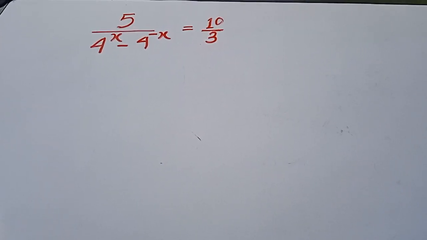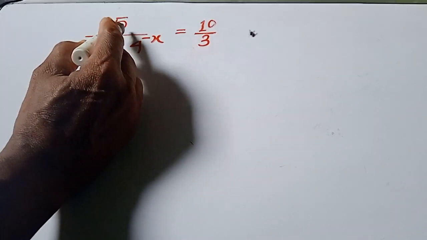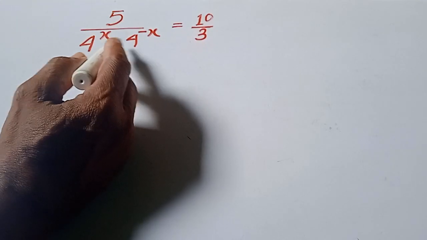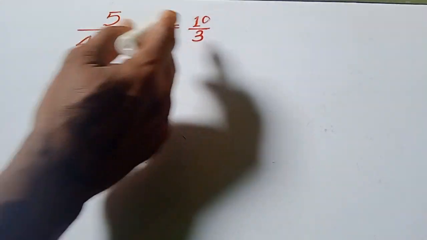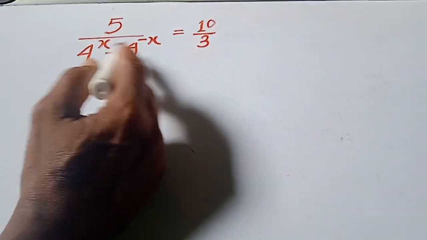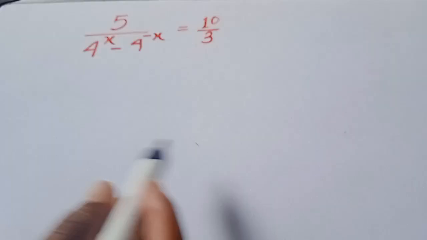A simple exponential math problem. Problem: (4^x - 4^(-x)) / 5 = 10/3. Now solve the value of x in this problem.